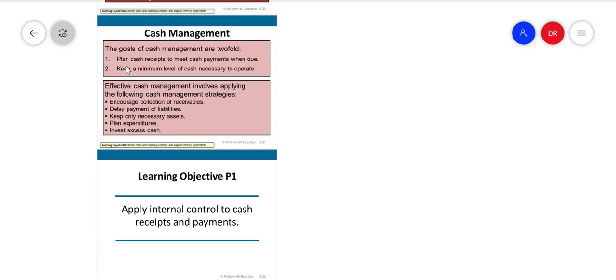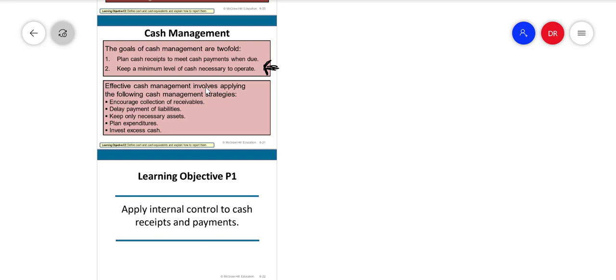Okay, the goal of cash management is really to plan the cash receipts so that we can make our payments when they're due. And this is a very key point. We want a minimum amount of cash on hand. We want enough cash to operate, but we do not want to have excess cash on hand. So again, cash management is a very important part of this.